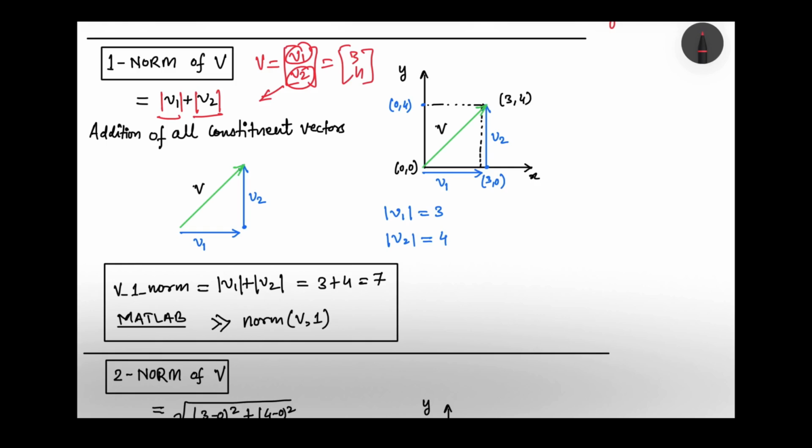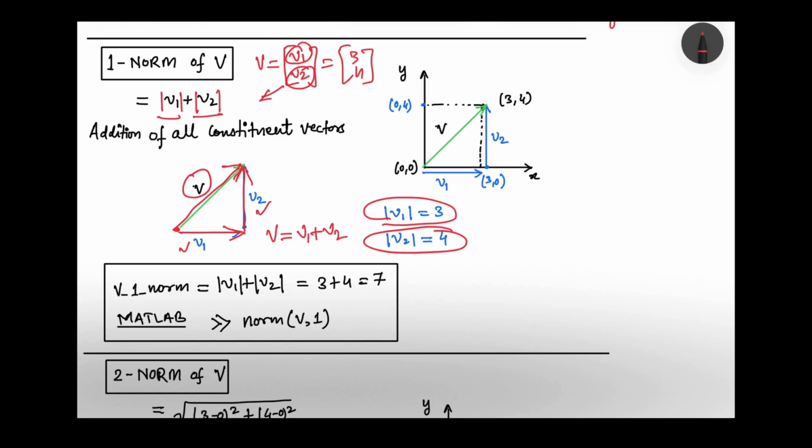If we remove the coordinate frame and look at it from the vectors' perspective, given two vectors v1 and v2 which form vector v, we are doing vector addition. We are adding vector v1 and then vector v2. This gives us the final vector v. Since a norm is a measure of distance, it will always be positive. Therefore, always add the magnitudes of the vectors.